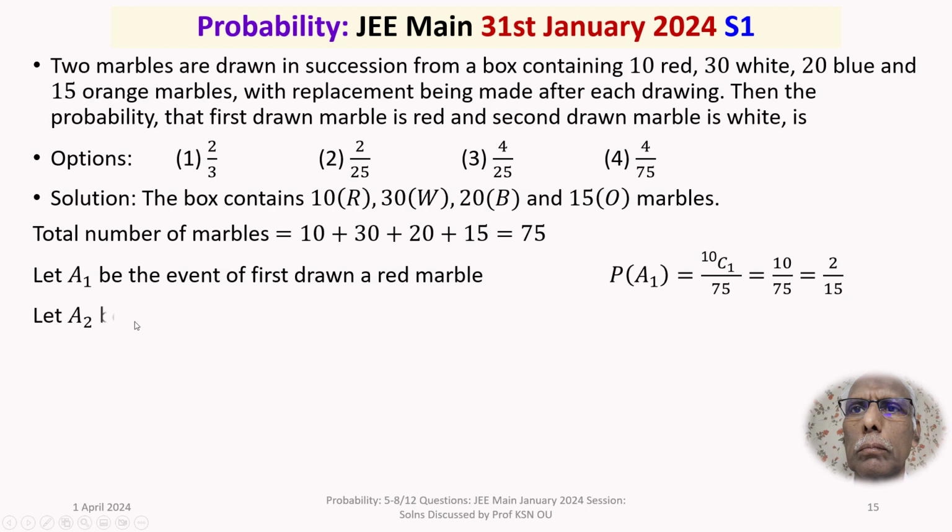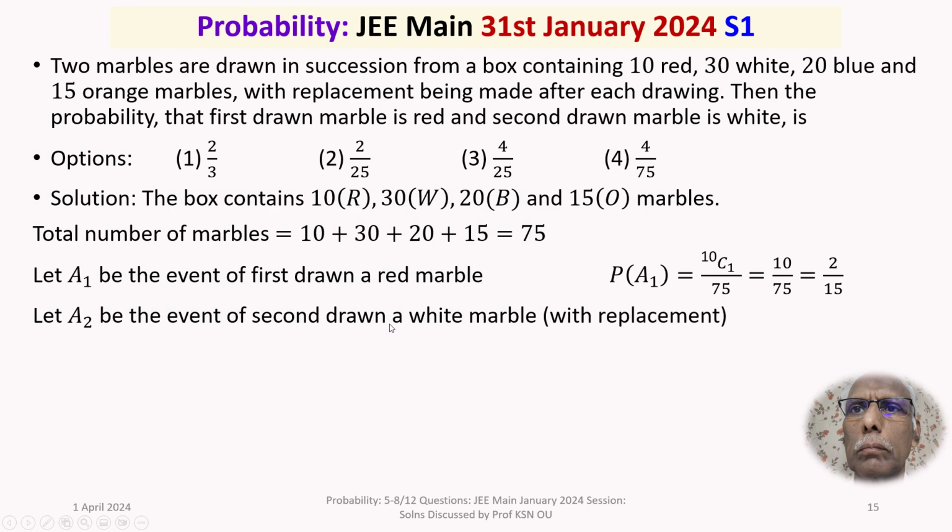Let A2 be the event of second drawn marble, which is a white marble with replacement. So the total will remain the same. And drawing a white marble, how many whites are there? 30. You choose one. So 30C1 by 75. That is 30 by 75. That is 2 by 5.